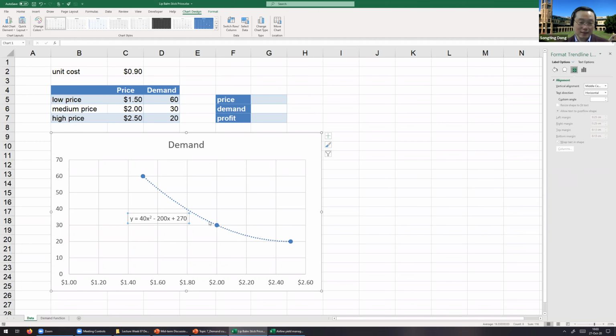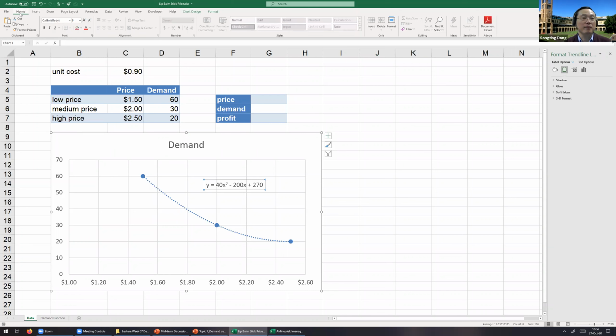So you can give it a try. If you increase the order to three, a higher order is not useful here because we only have three data points. So this is the equation we got, and we have a name for that. That is the demand curve. That is how we draw this curve, and we are going to use this equation to find our optimal price.